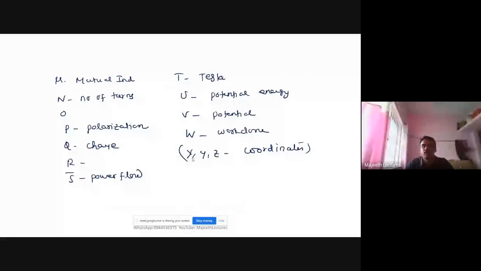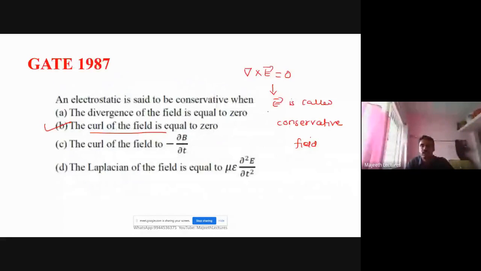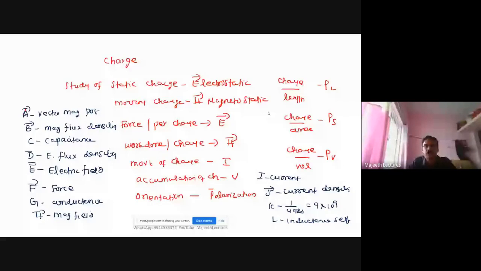Potential is work done per charge, right? So I didn't write. Okay, work done per charge is potential, that is V. Movement of charge is current. Okay, so those things we must remember.